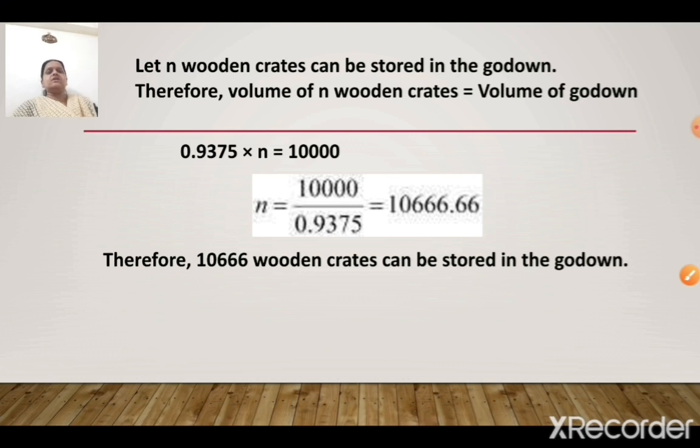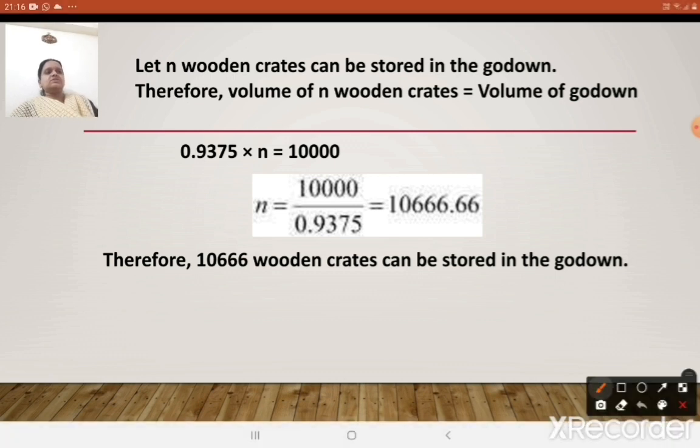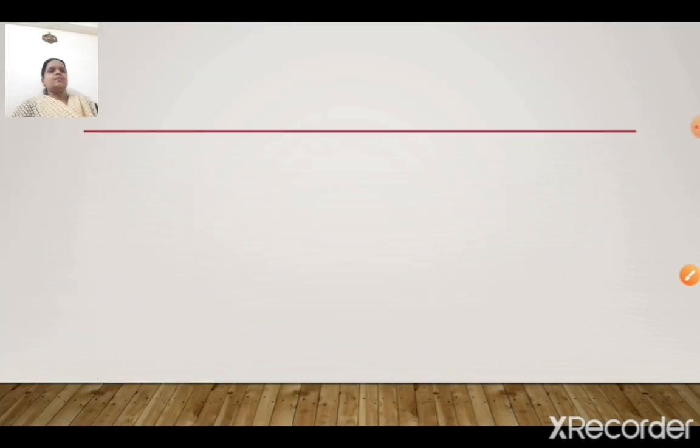We will consider here 10,666, or as the next digit is 6, you can take it as 10,667 also. Both the answers we can consider. Is it clear to all of you? Yes? Okay. So we will continue with the next sum now.